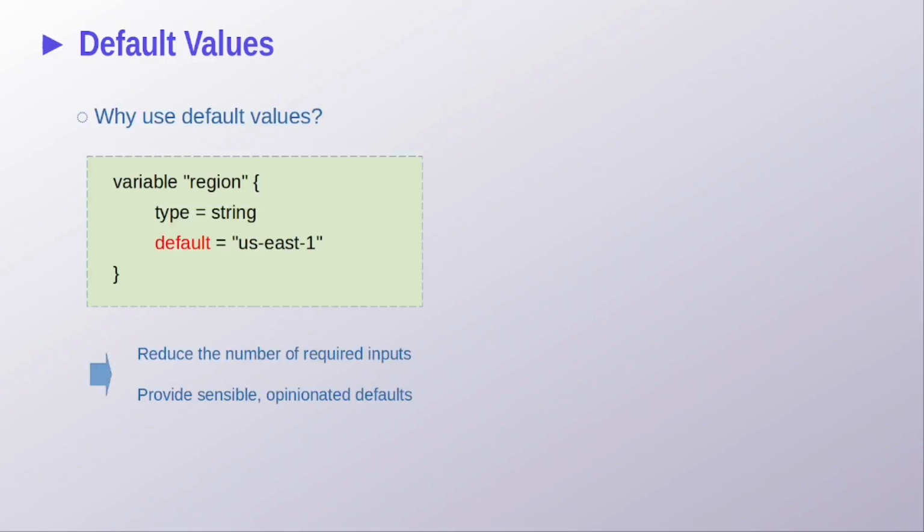Default values. Sometimes we want sensible defaults. This means if the user does nothing, the default is used. If the user overrides, Terraform uses the new value. Defaults reduce required input, standardize environments, and improve user experience. But remember, defaults are optional. Do not overuse them.